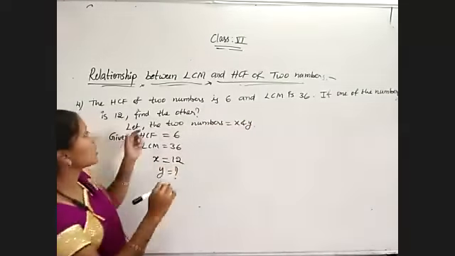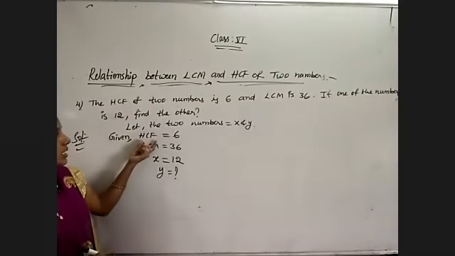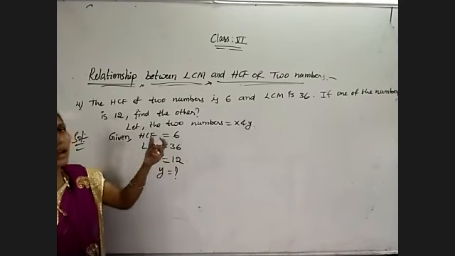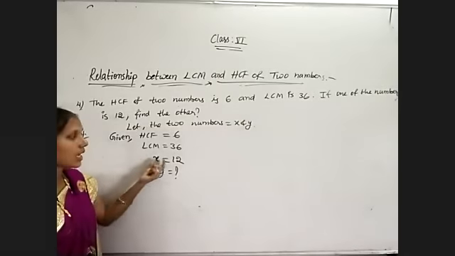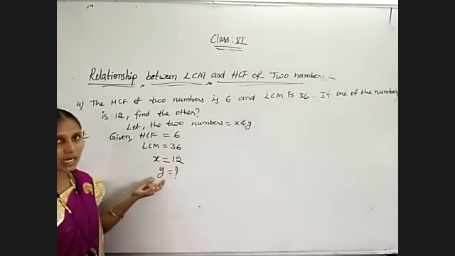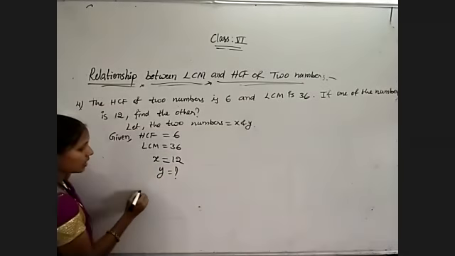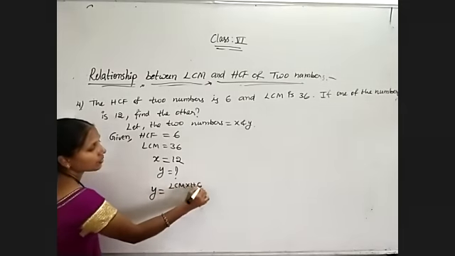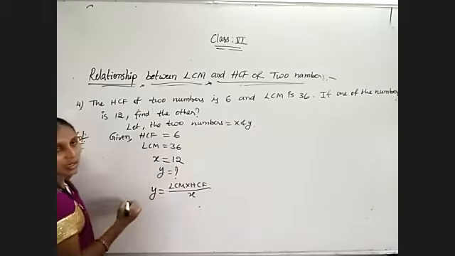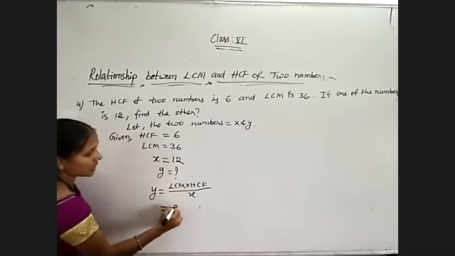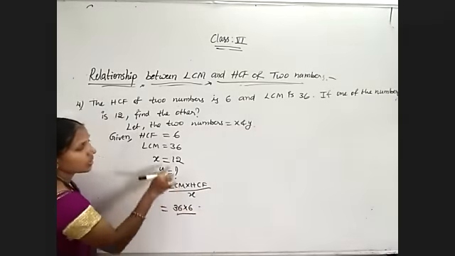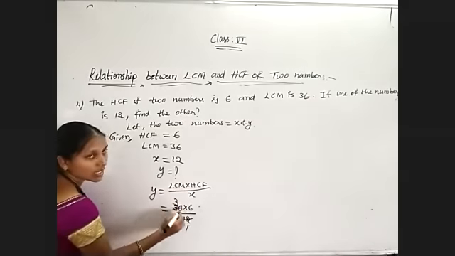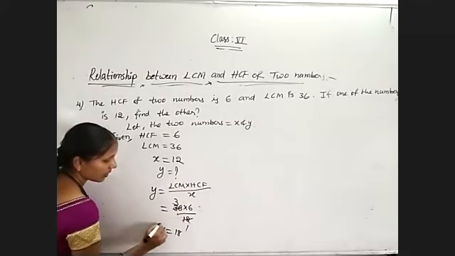So now observe the question. HCF of x and y is 6. LCM of x and y is 36. One of the numbers, that is x value, is given as 12. Asking to find out the other number. So we have the formula to find y: product of LCM and HCF by one of the numbers. That is LCM is 36, HCF is 6, one of the numbers is 12. 12 ones are 12, 3s are. So what is the y value? 6 3s are 18. That's it.